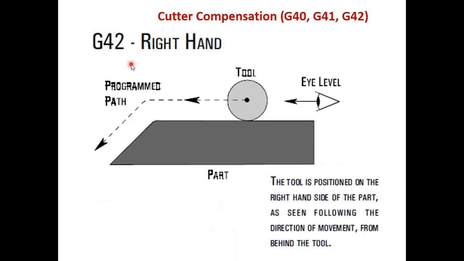Next is G42. Here, the same workpiece, and let's say the workpiece is going like this. It will go on cutting parts, then it follows. So you can see in this one, the tool is on the right side of the workpiece, and the left side part along this gets cut. And when you are seeing from the back of the tool, you can see the workpiece on the left side and the tool on the right side. So this is G42.